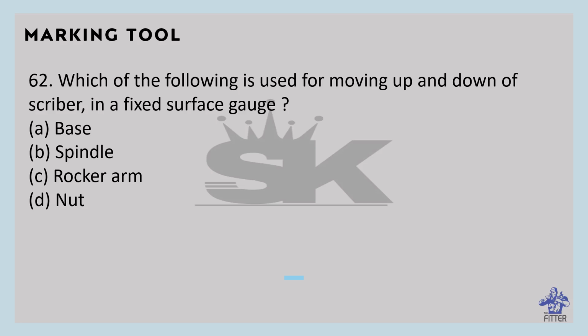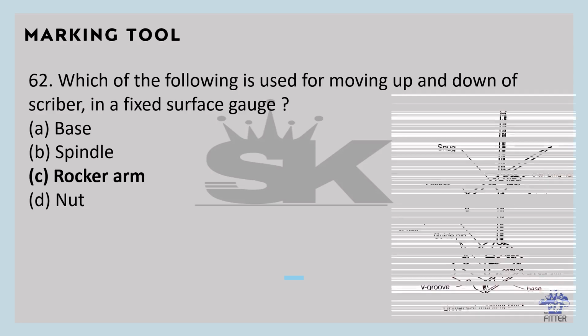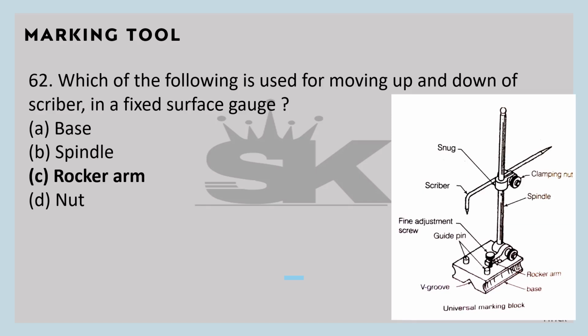Which of the following is used for moving the scriber up and down in a fixed surface gauge? That is the rocker. You can see in the image the different parts in the universal marking block.